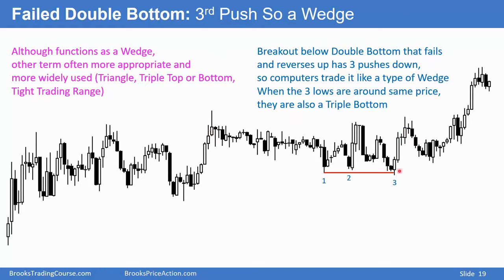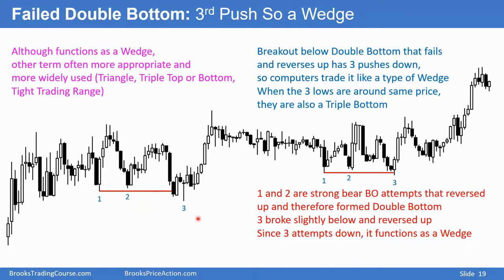Here, in a tight trading range, you're not looking for much of a reversal. It turns out we got a pullback and then a second leg up, but in general, a breakout below a double bottom that reverses up is a type of wedge because it's 3 pushes down and all 3 reversed up. The same here. We have a double bottom, and then we have a bear breakout, and it reversed up, and it reversed up a second time. I would not call it a wedge. I would call it a double bottom with a failed breakout. However, it is a type of wedge. 3 pushes down, all 3 reversing. Double bottoms, bear breakout, reversed up. They function as wedges.